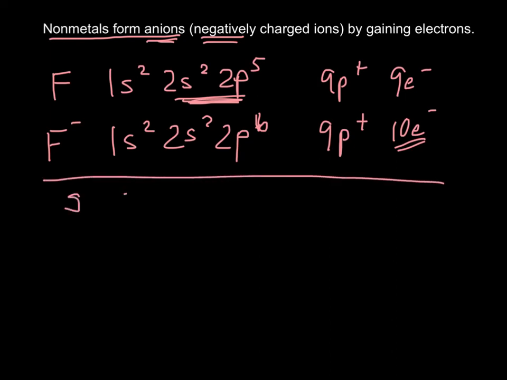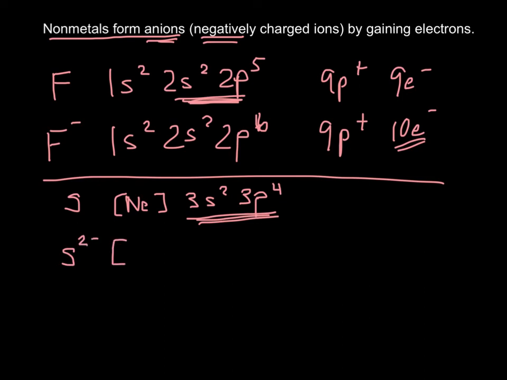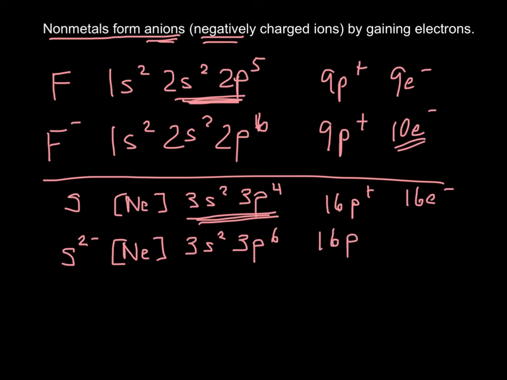Sulfur is neon 3s2, 3p4. Can you see how many electrons it might gain to fill this energy level? 2, so S2-. So neon 3s2, 3p6. Again, 16 protons and 16 electrons for sulfur. 16 protons, now 18 electrons, so a -2 for sulfur. And you can see that this is now isoelectronic with argon, the noble gas argon.